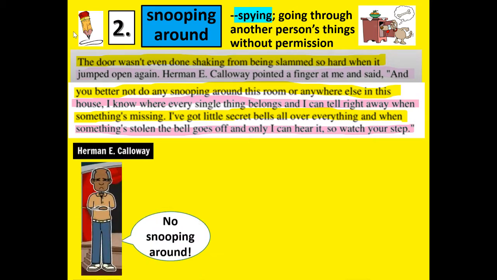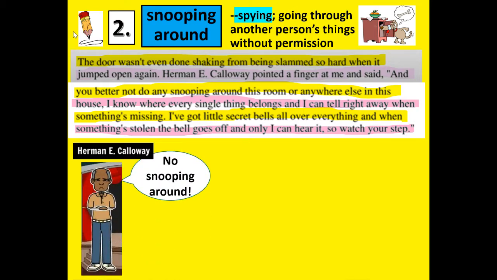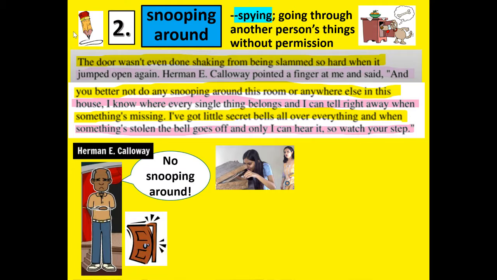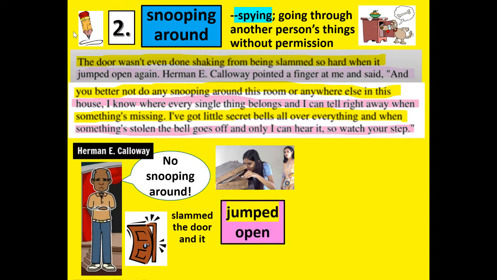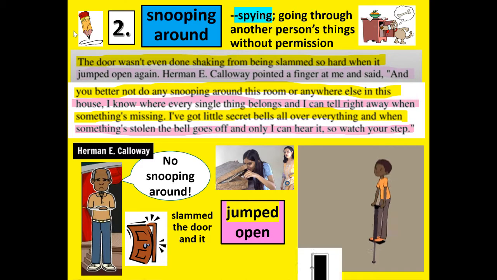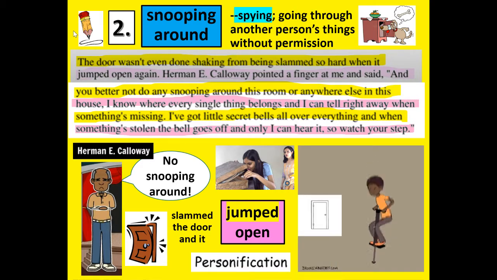So Herman E. Calloway told Bud, "No snooping around, or no spying, or no going through my things without my permission." And Herman E. Calloway also slammed the door and it jumped open. And the door jumping open is personification. So make sure that you write the phrase snooping around, which is spying.